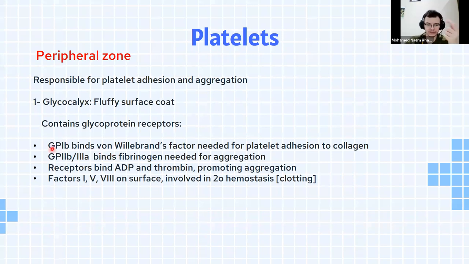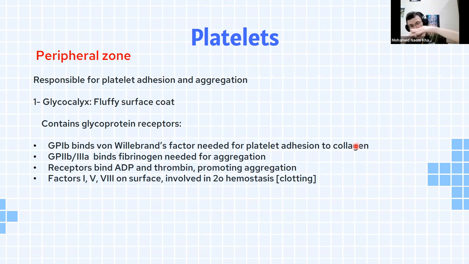The first thing you need to know is that GP1B, not GPI, GP1B is found on the platelet surface, from the glycocalyx. And the VWF, the von Willebrand factor, which we talked about in the endothelium part, is found on the collagen. So it's covered by the endothelium, remember? Because it's found on the collagen, which is prothrombotic.